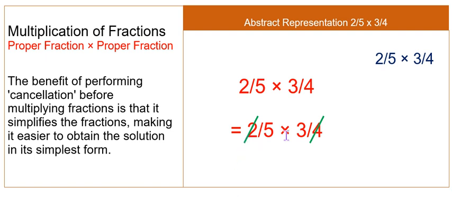So we're going to cancel 2 and 4 because they have a common factor. And this will give us 1 in place of 2 and 2 in place of 4. And multiplying both the numerators 1 and 3, you get 3, both the denominators 5 and 2, you get 10. And this is the answer, 3 out of 10.